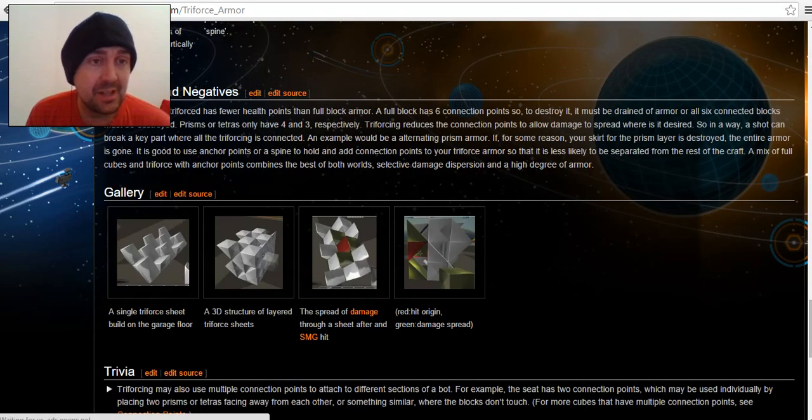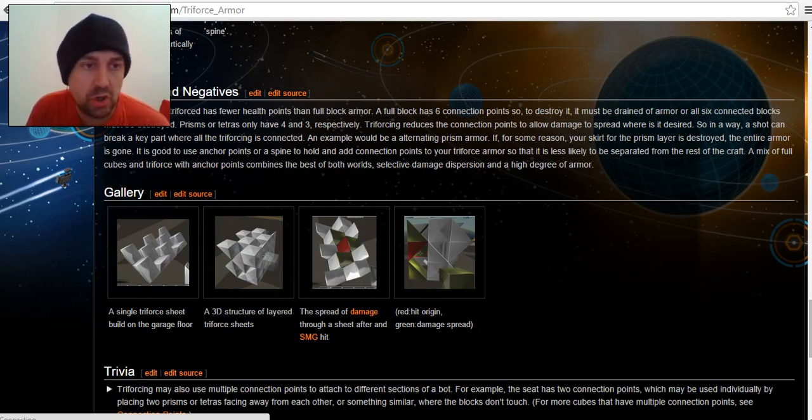Positives and negatives. A bot that is fully triforced has fewer health points than full block armor. Yes, we know this. A full block has 6 connection points, so to destroy it, it must be drained of armor, and all 6 connected blocks must be destroyed. Prisms or Tetras only have 4 or 3, respectively. Fine. Triforcing reduces the connection points to allow damage to spread where it is desired.